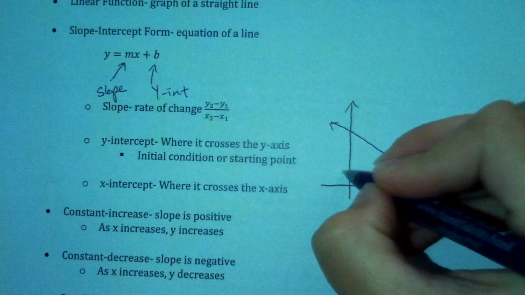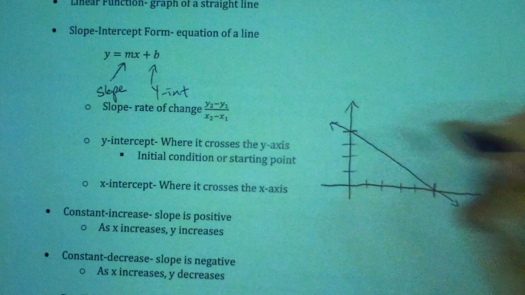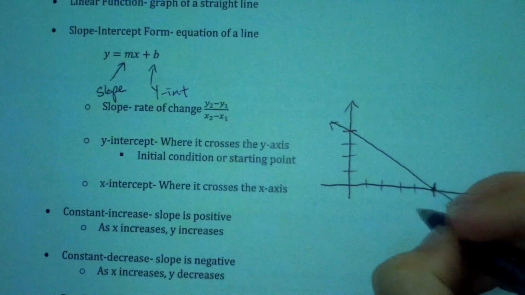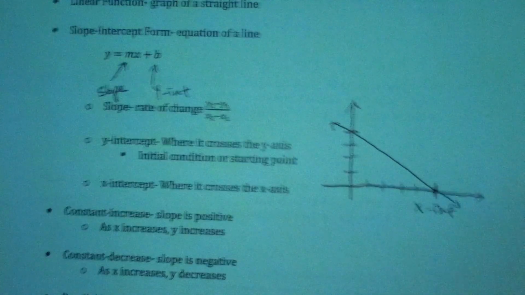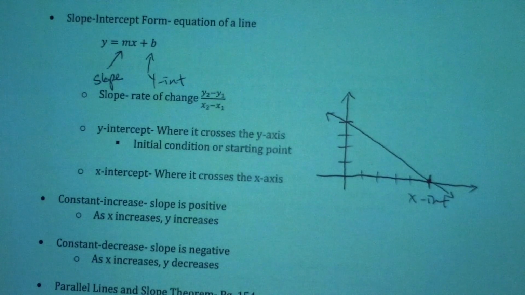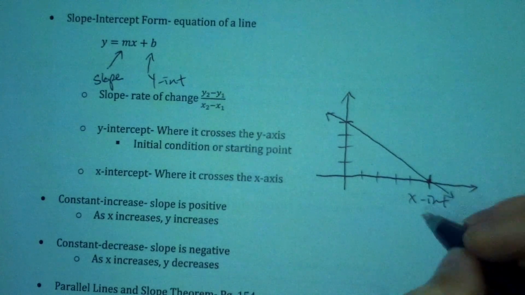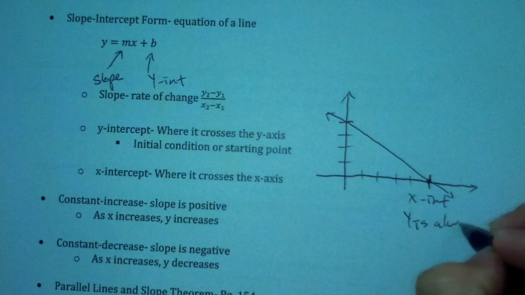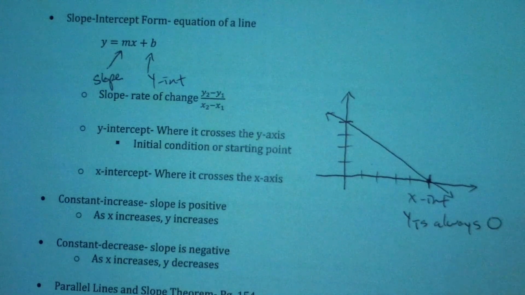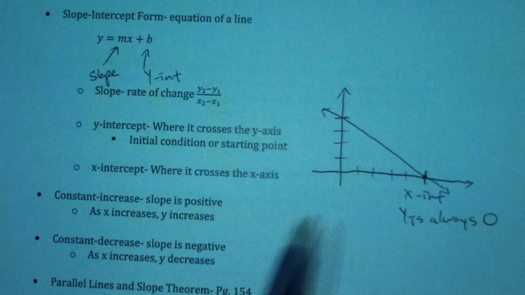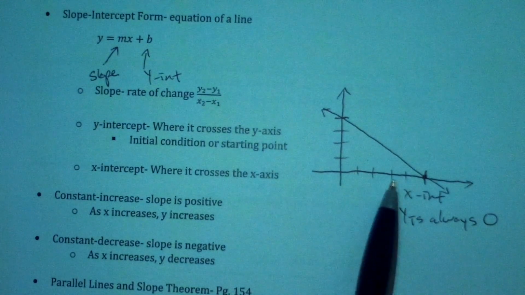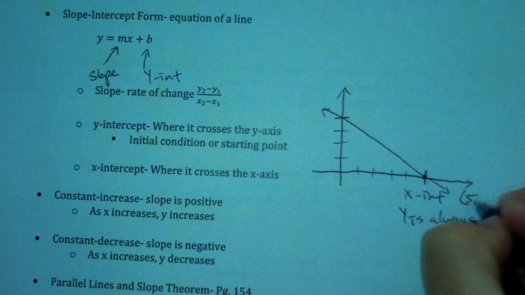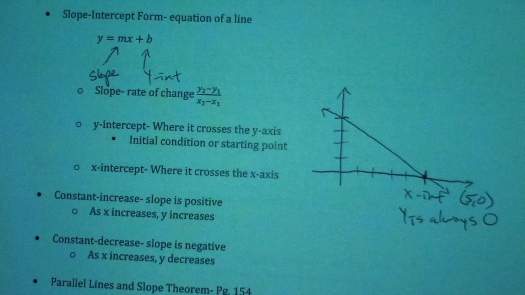So here, that point would be our x-intercept. With our x-intercept points, the y value is always 0. So I would put, y is always 0. And you can see that because we went 1, 2, 3, 4, 5 spaces over. So that would be right 5, up 0 to be right on the line. So that ordered pair would be (5, 0). But your y value is always 0 in the x-intercept case.